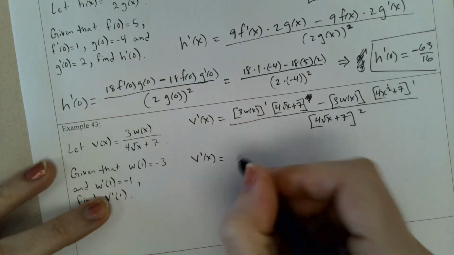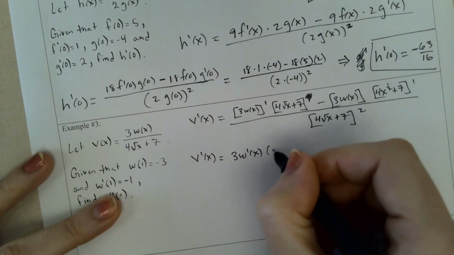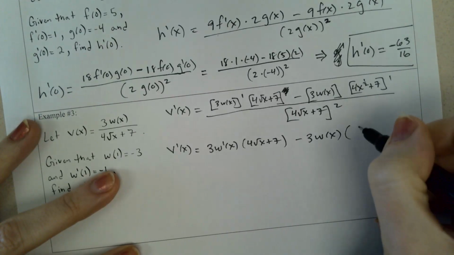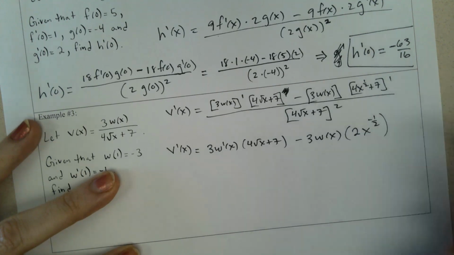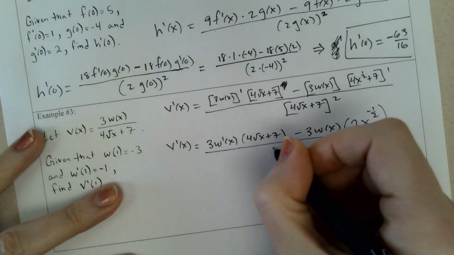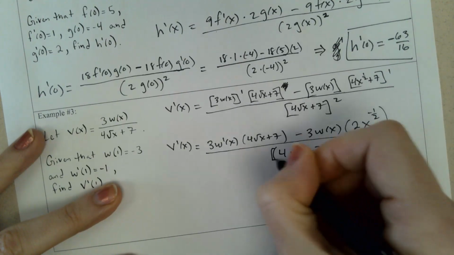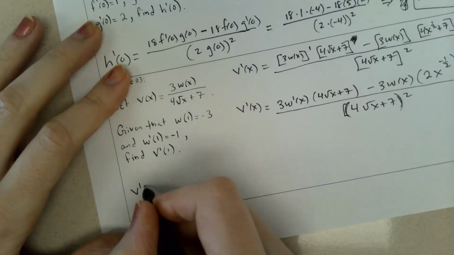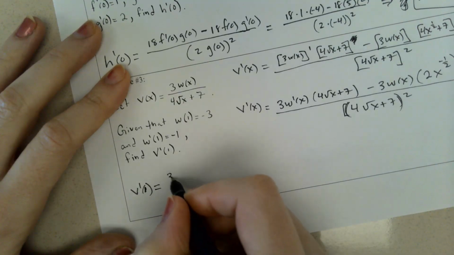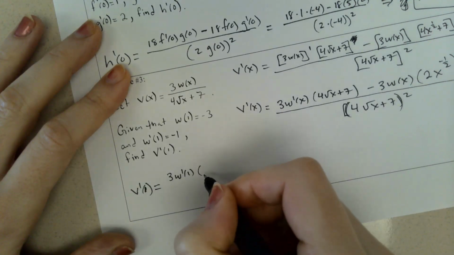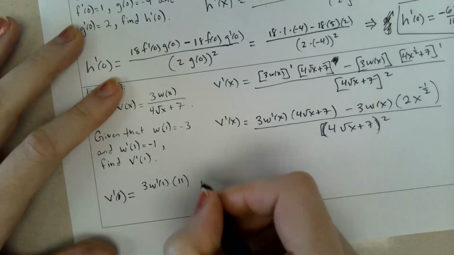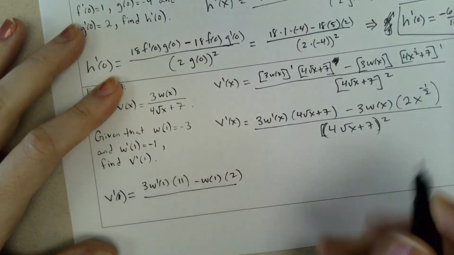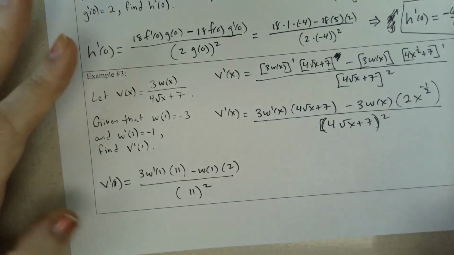So v prime of x is 3w prime of x, and 4 radical x plus 7 just comes down, minus 3 regular w of x. And now the derivative of this is 2x to the negative 1/2. And then this is all over radical x plus 7 squared. Okay? Then I'm plugging in 1. All right, so we've got v prime of 1 equals 3w prime of 1 times 11, because that's just going to be 4 plus 7, minus w of 1 times 2, because you're just plugging 1 in there, all over 11 squared, because you're just plugging 1 in.